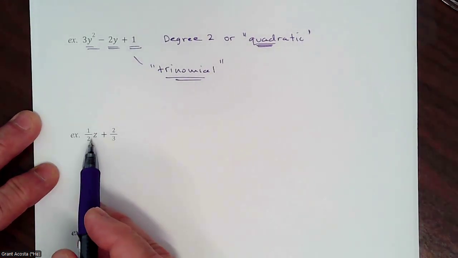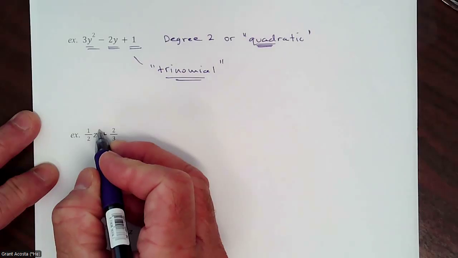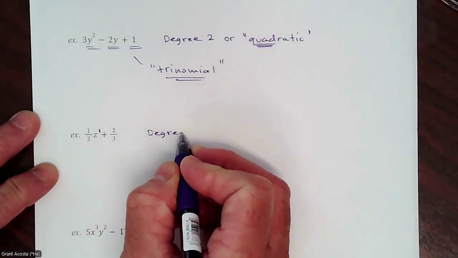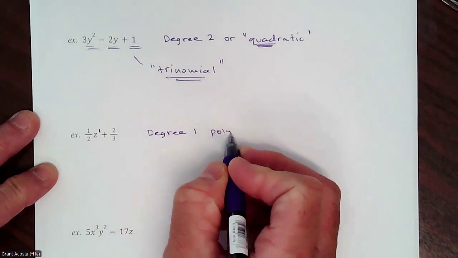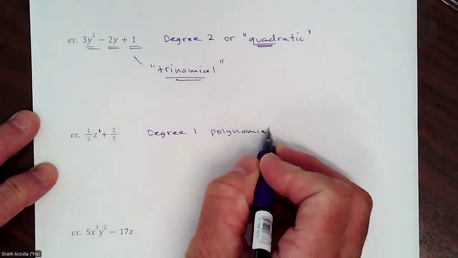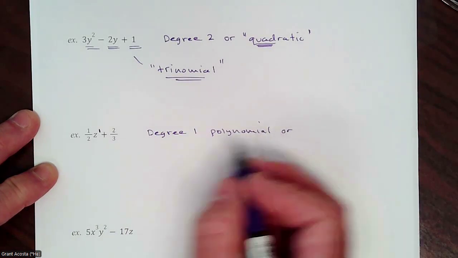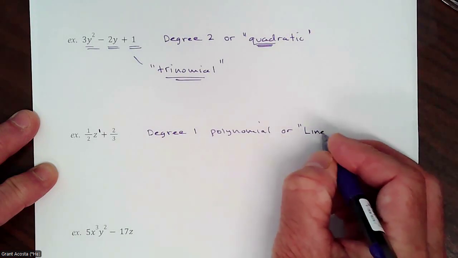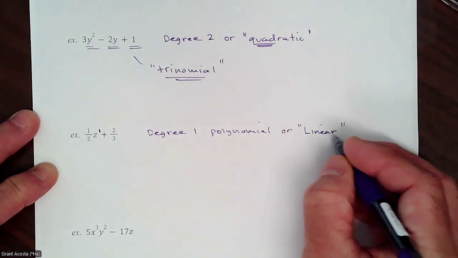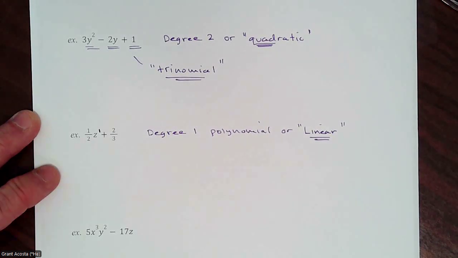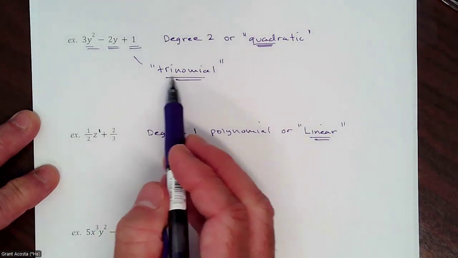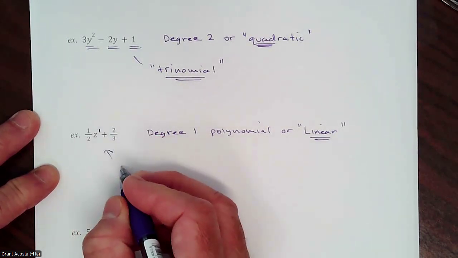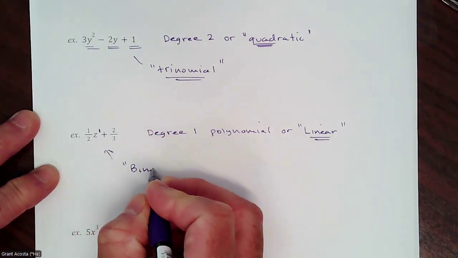So here we're taking it down 1: 1/2 z plus 2/3. Z is to the first power, so I could call this a degree 1 polynomial. Usually things that are degree 1, we call linear, just like a line, a linear polynomial. Going off this in terms of the number of terms, since this only has 2 terms, we could also refer to this as a binomial.